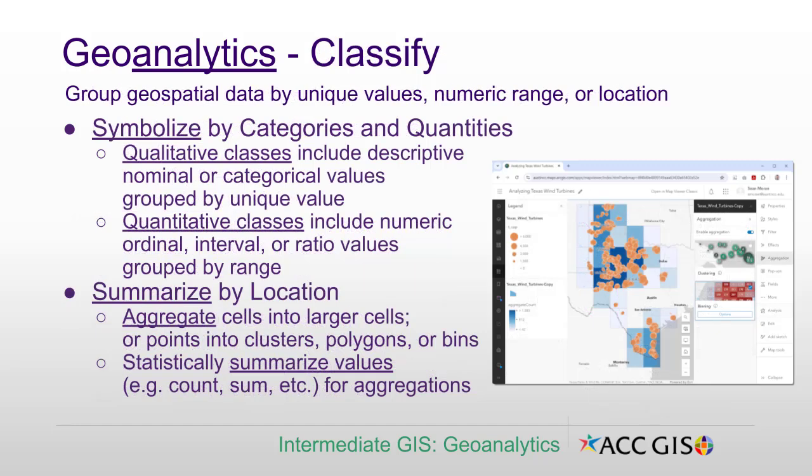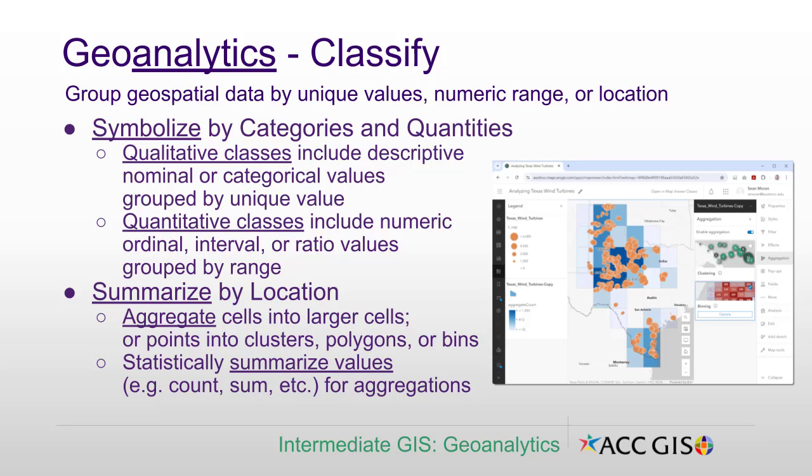Another category of geoanalytics are those that classify or group geospatial data by unique values, numeric range, or location. And we can do that qualitatively by classing descriptive, nominal, or categorical values and grouping them by unique value, or quantitatively, in which we group numeric, ordinal, interval, or ratio values by range. We can also summarize by location, where we aggregate cells into larger cells or points into clusters, polygons, or bins. And then we can statistically summarize the values for those aggregations.